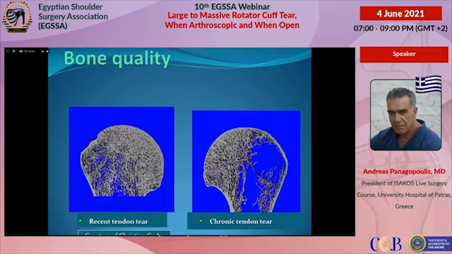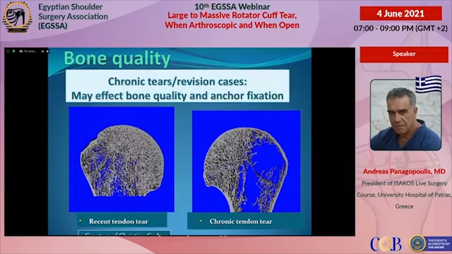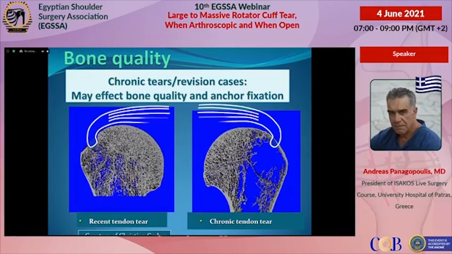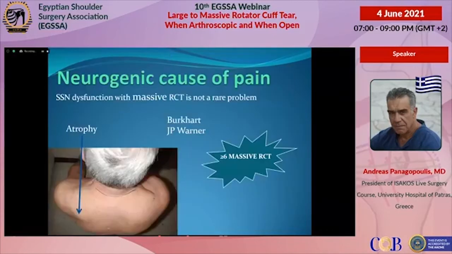When we come to the bone quality or osteopenia, on the left you can see a recent tendon tear, and on the right, a case of chronic tendon tear. So chronic tears usually affect the bone quality and the anchor fixation. Usually you put the anchor in this area, and you can see the amount of bone in this area in chronic tendon tear that may affect the fixation and the repair.